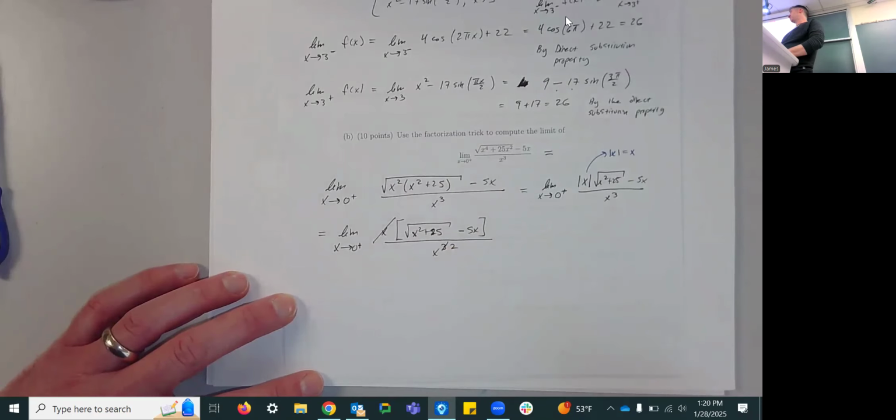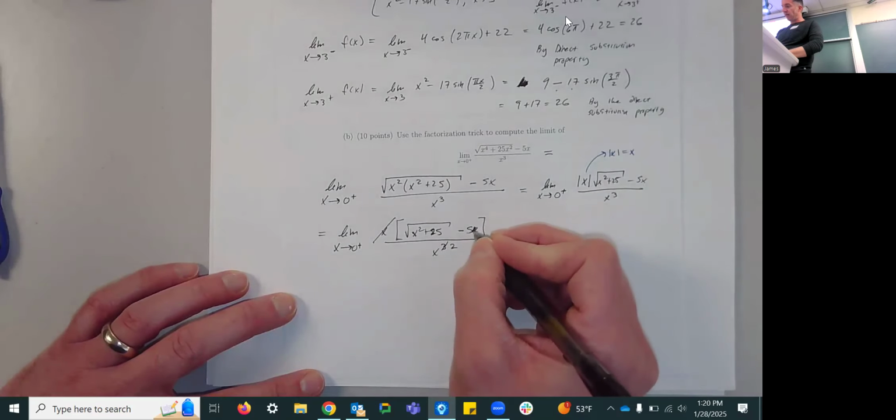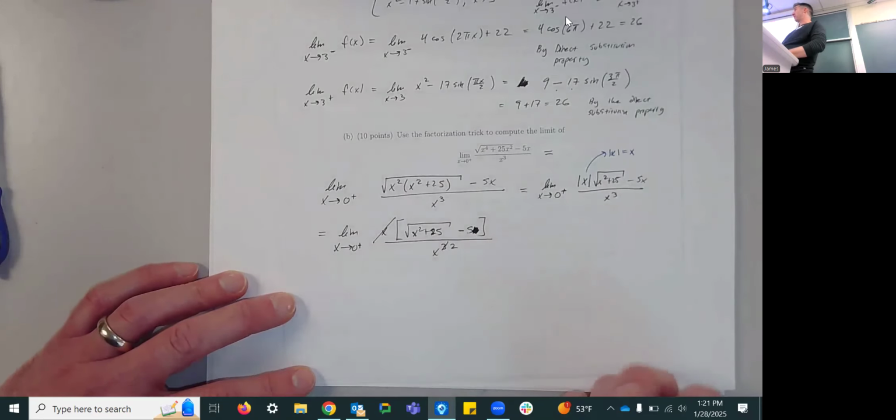I know I'm going kind of fast, so it's easy to miss the mistake I made. From this step to this step, I didn't factor the x out from this term here. So that really should just be 5, not 5x. So I take back my take back. Now it is a 0 over 0 type. So we are going to multiply by the conjugate.